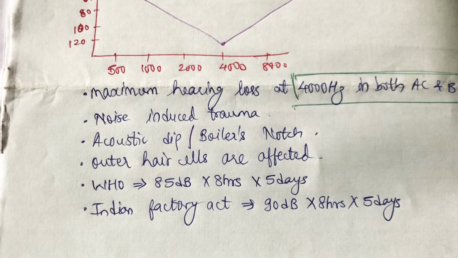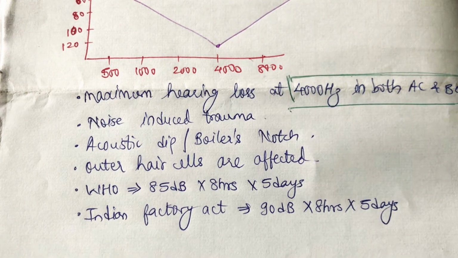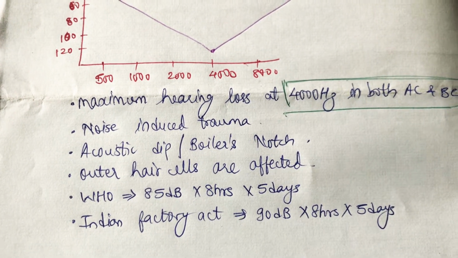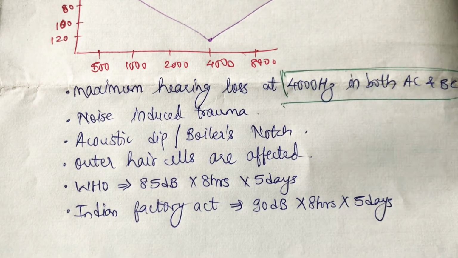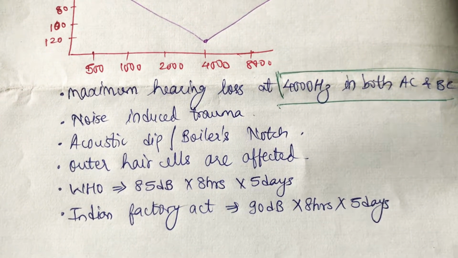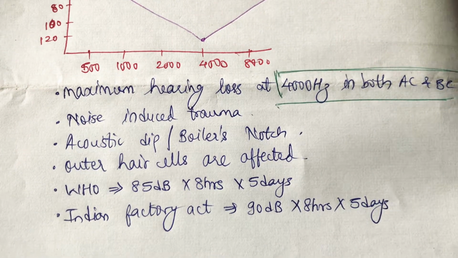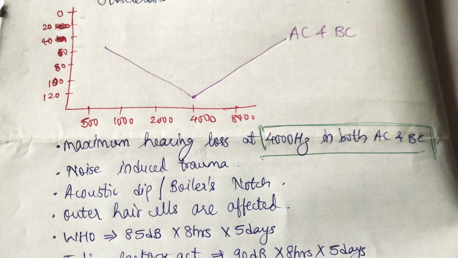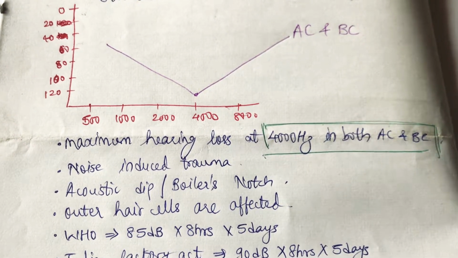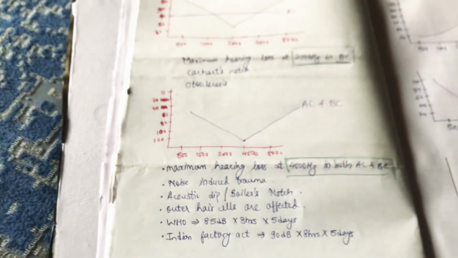According to WHO, if a patient is subjected to 85 decibels for 8 hours for 5 days continuously, you're going to have a noise-induced trauma. And according to the Indian Factory Act, if a patient is subjected to 90 decibels for 8 hours for 5 days continuously, he will have a noise-induced trauma, in which we have a Boiler's notch or acoustic dip with a maximum hearing loss at 4000 hertz in both the air conduction and bone conduction graphs.